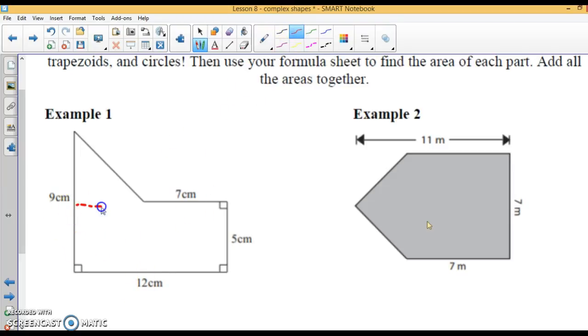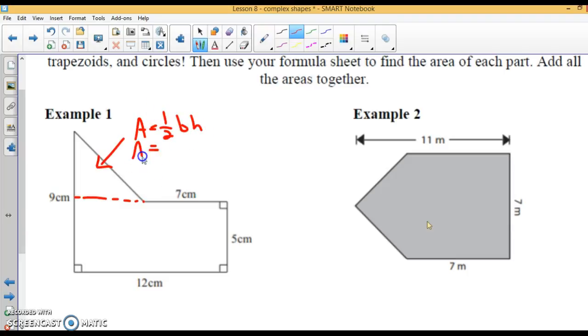You could split it this way, a rectangle and a triangle. If you want to, you could split it this way, a rectangle and a trapezoid. I'm going to go with my first split, a rectangle and a triangle. So this area, 1/2 base times height.